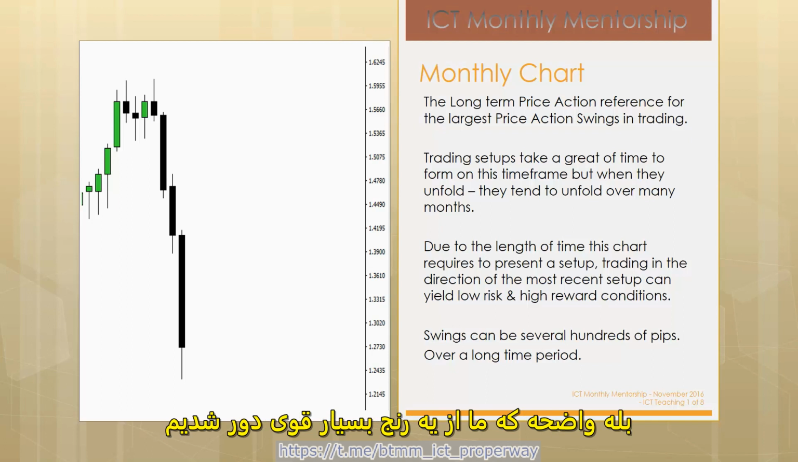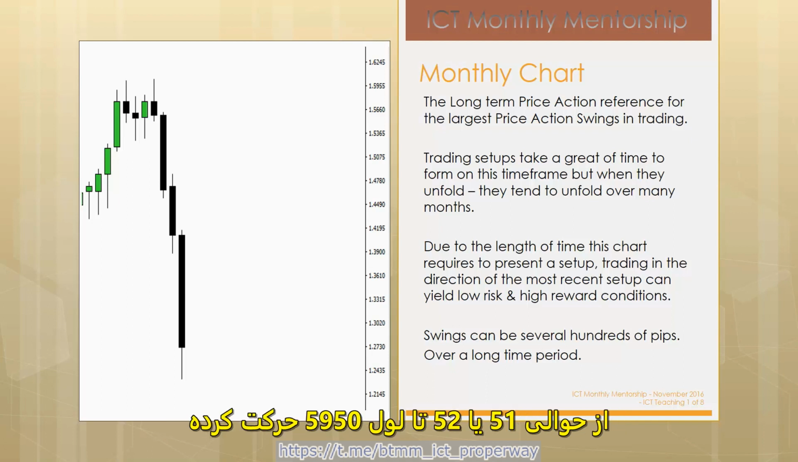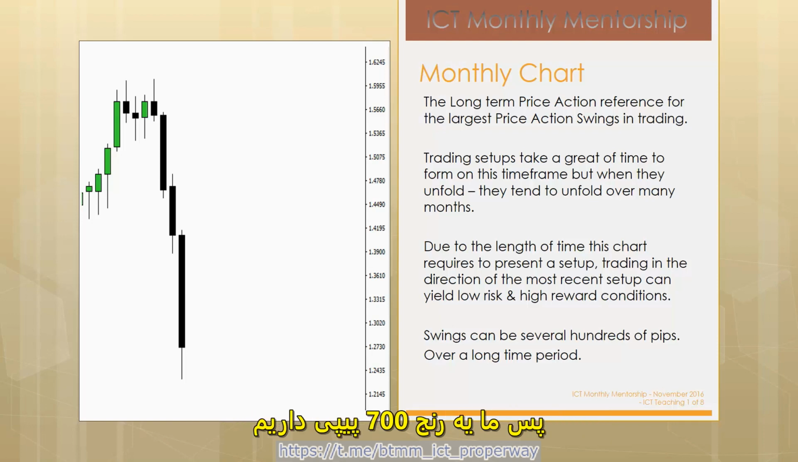Yes, obviously we moved away very strongly from a consolidation around the 51 or 52 level up to the 59.50 level. Okay, so we had about a 700 pip range or so.